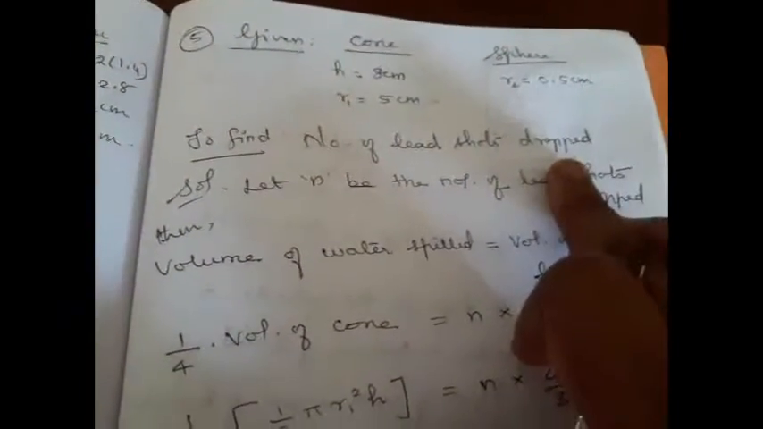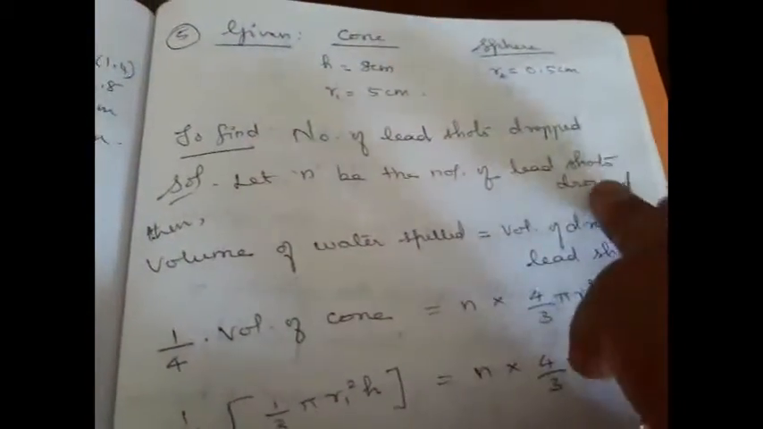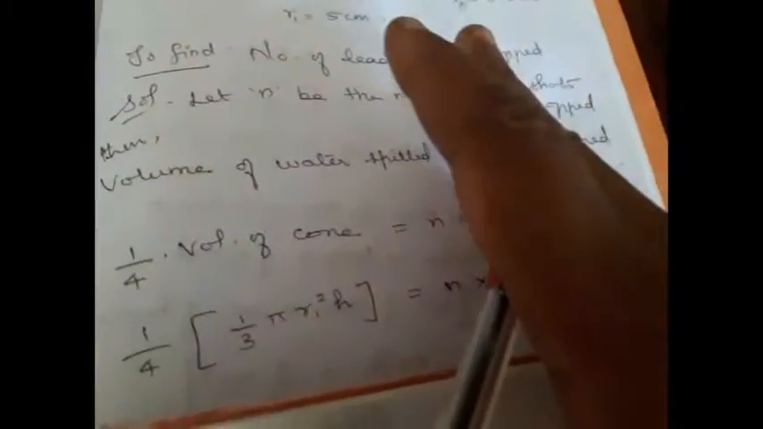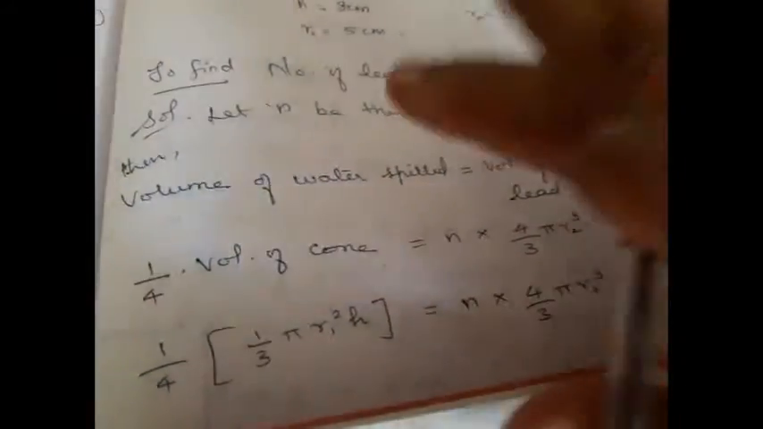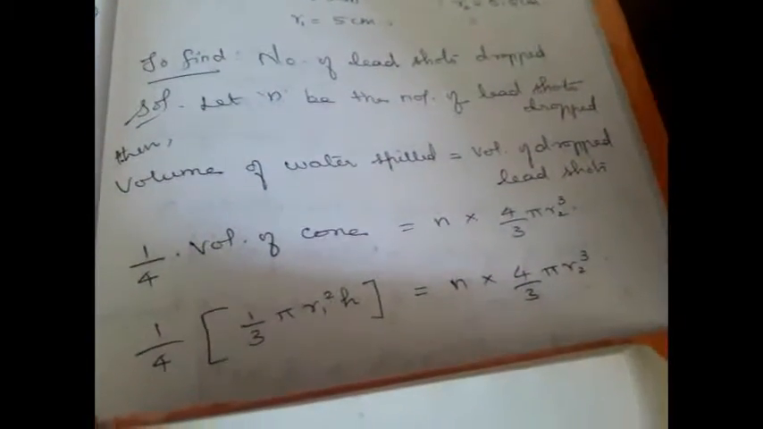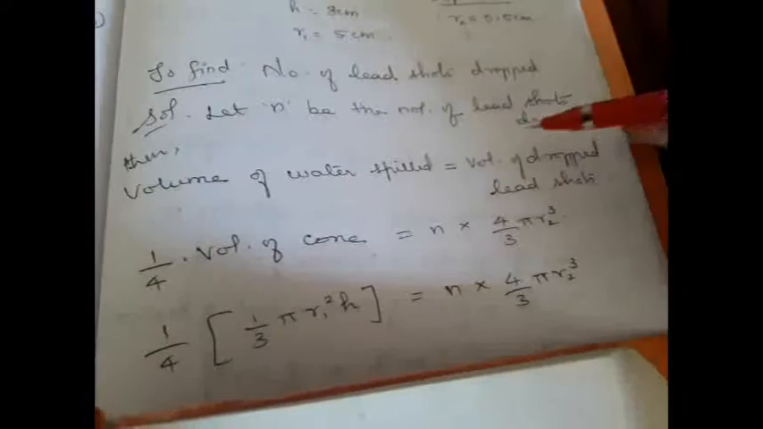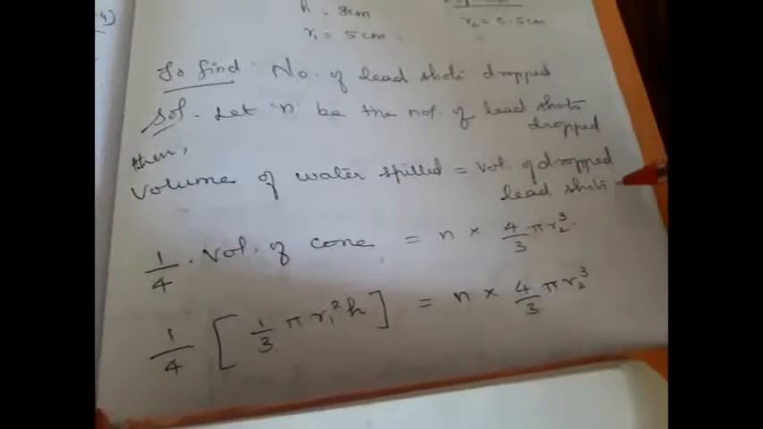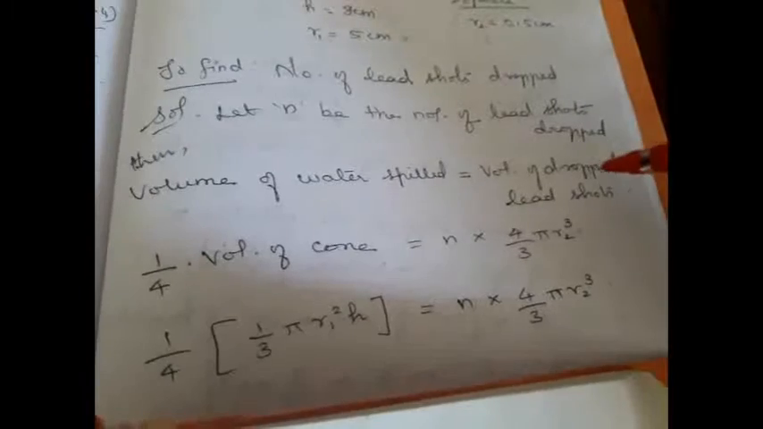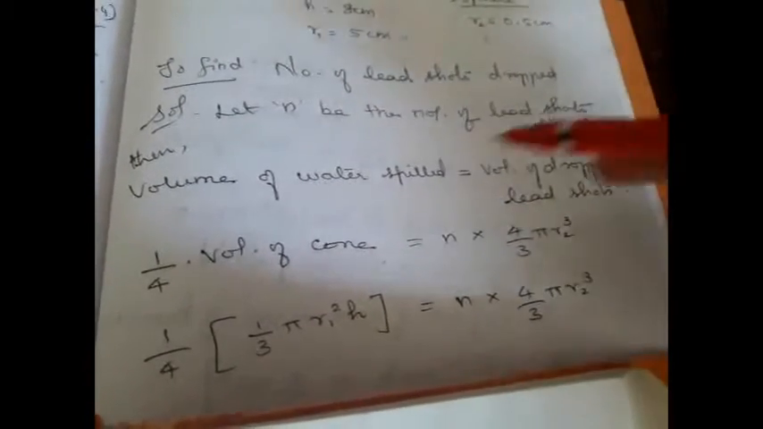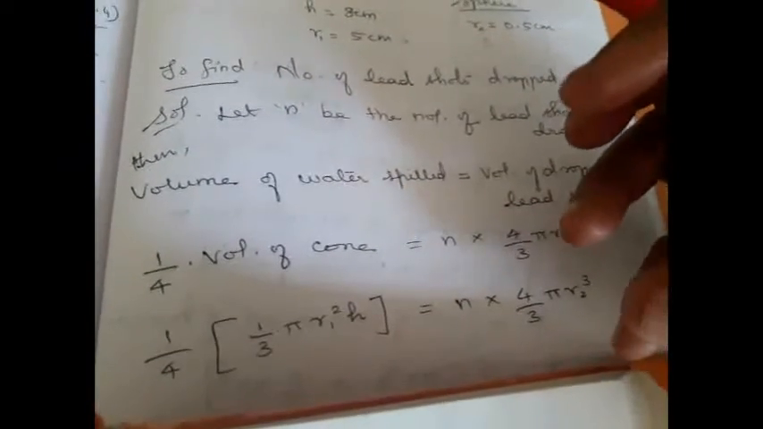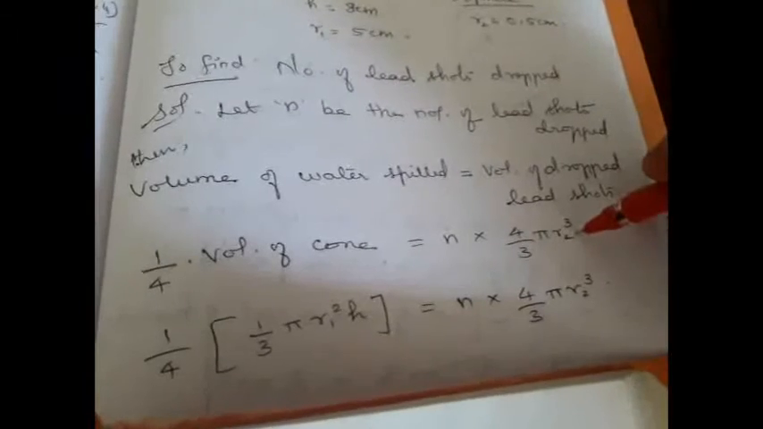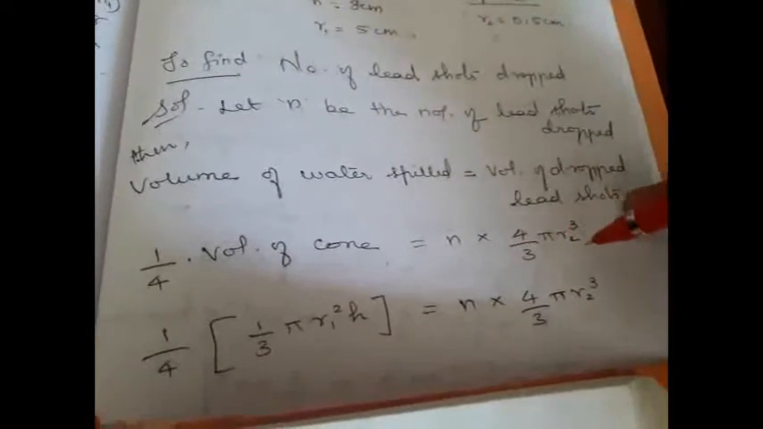Now to find the number of lead shots dropped, let n be the number of lead shots dropped. Then what do you infer from the question? The volume of water displaced will be equal to volume of lead shots dropped. Yes or no? The equal volume of water only will displace out. Yes. So the volume of water spilled will be equal to volume of dropped lead shots, right? But how many lead shots are being dropped? We don't know. So we have assumed it to be n. N times, each one is of the shape of a sphere. So volume of sphere is 4/3 pi r cube, right? So n times 4/3 pi r cube.